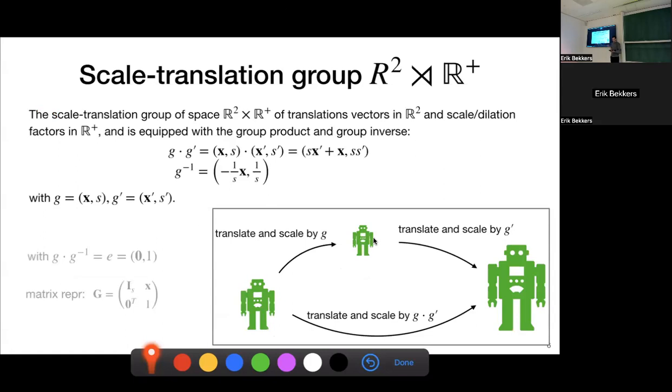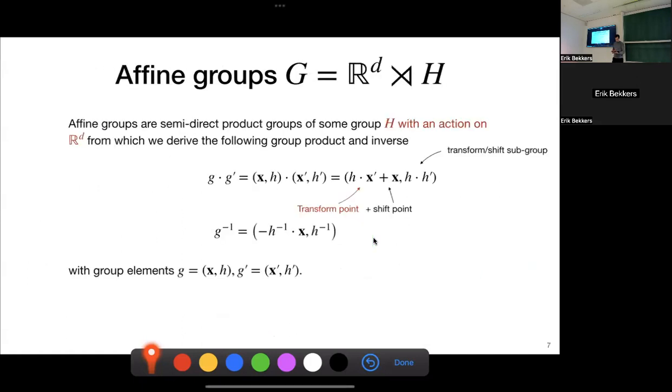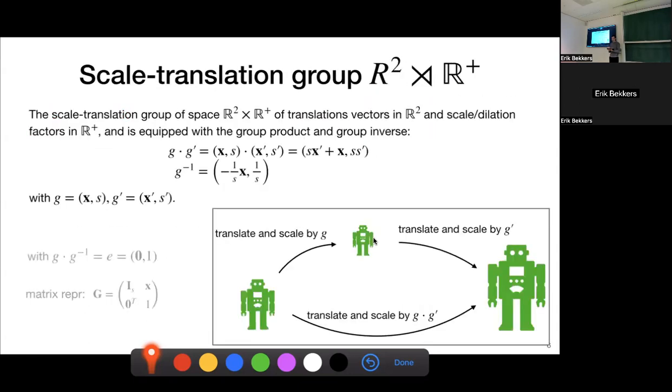Maybe this is just another example where we can also talk about translations and scalings. And these are all instances of what you would call affine groups. So affine groups have this structure to them that they're a semi-direct product of translation with something that also acts on the spatial part, like rotations, scalings, but also distortions, like skew transformations. So there's a whole class of affine transformations of which these previous examples are special cases.